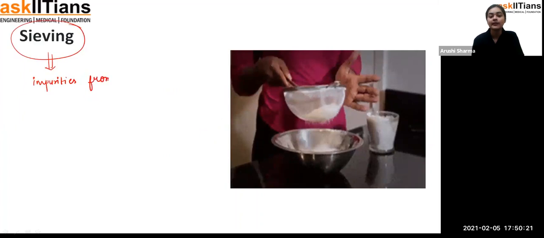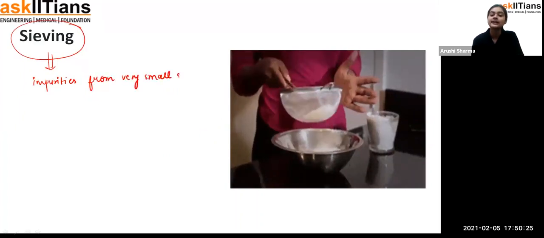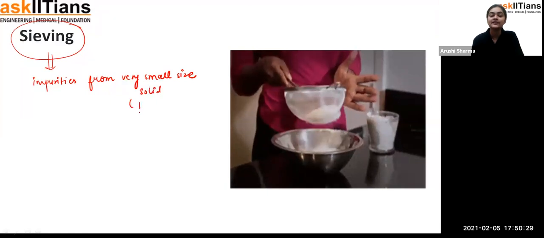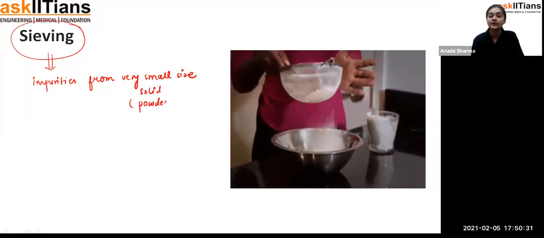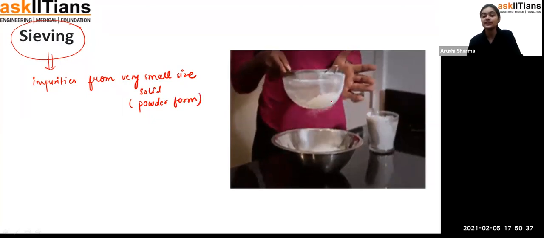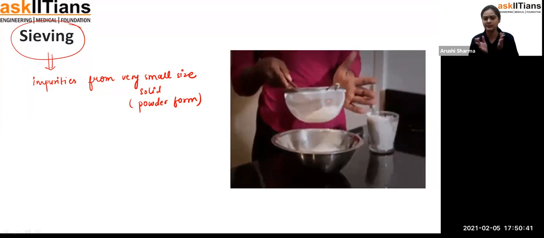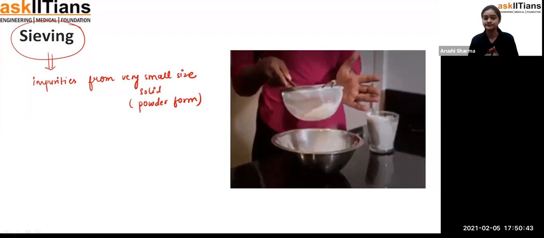from very small size solids, or directly we can say from the powder form. So students, as you can see here, this person is removing the impurities from maybe any kind of flour, and for that they are using this strainer.